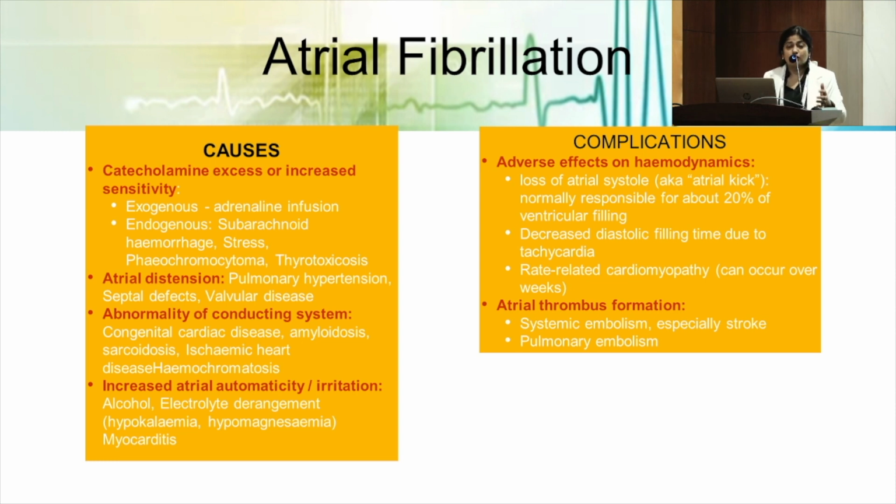What do you see in patients with atrial fibrillation? Most commonly, because the atria is not contracting, blood will accumulate, causing thrombosis. Next, atrial kick is lost, so your cardiac output will come down by 20 to 30%. Hypotension, decreased diastolic filling, because of tachycardia there is no adequate time for LV filling. And in long-standing atrial fibrillation, rate-related cardiomyopathy can happen.